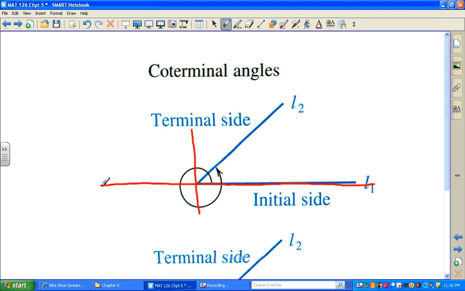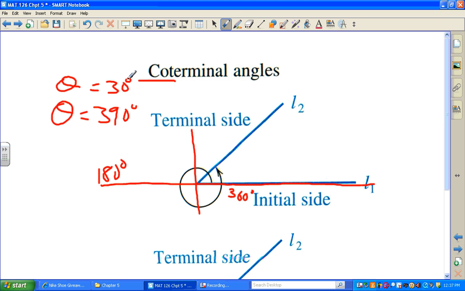The x-axis is going to be the initial side. The terminal side will be any place an angle stops. We've drawn angles like this before. Again, I'm going to go through this as if we didn't have chapter A. Coterminal angles means angles that end in the same place. For instance, this angle goes all the way around. Do you remember how many degrees there are in a half circle? 180. So this angle goes 180, goes 360, and goes 30 degrees more. Let's say this angle, theta, is 390 degrees. Another angle that could be coterminal would be just a 30-degree angle. Coterminal means they end in the same place.